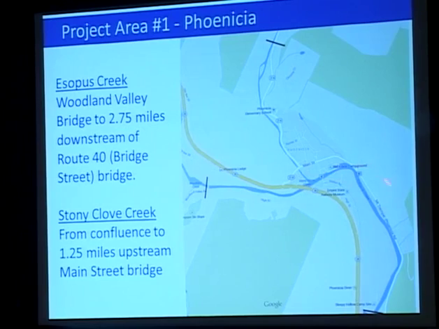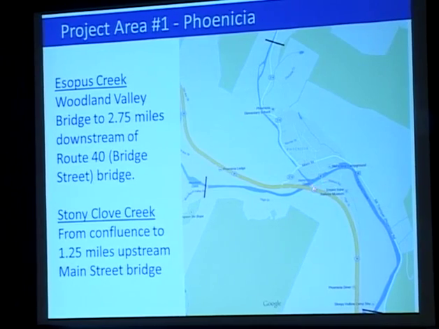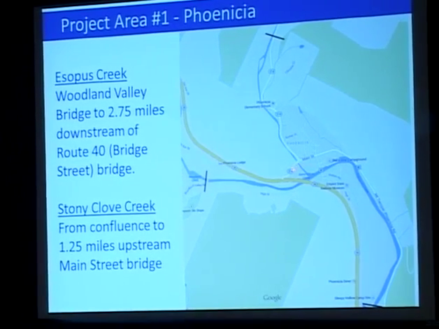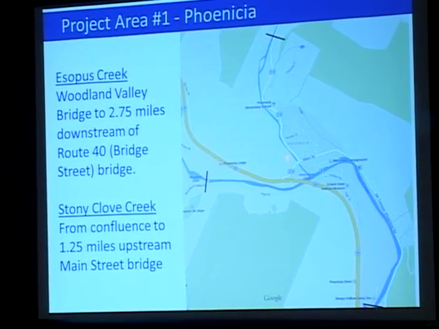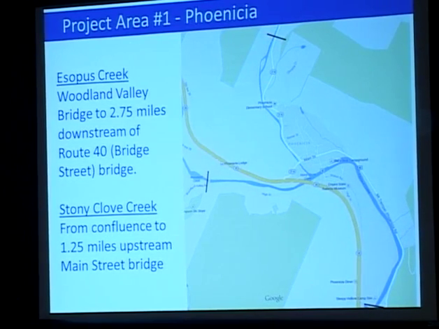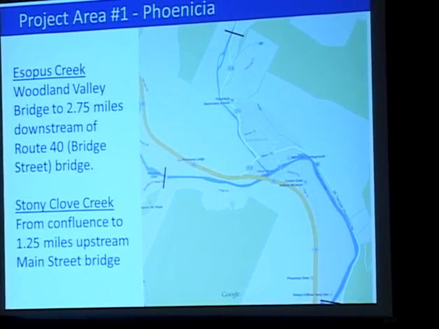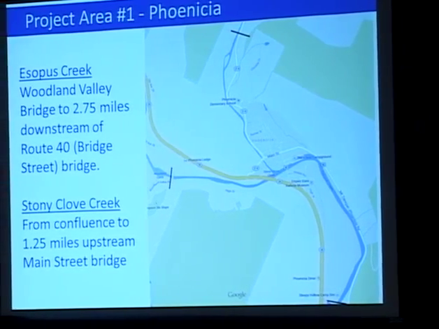We're evaluating that whole reach of Esopus Creek, and then from Stony Clove, from the confluence here where it flows into Esopus, and then extending about 1.25 miles up from Main Street to where that line is. So that's the focus area of our study. And of course, extending out on both sides of the stream to anywhere that's flooded by these watercourses.